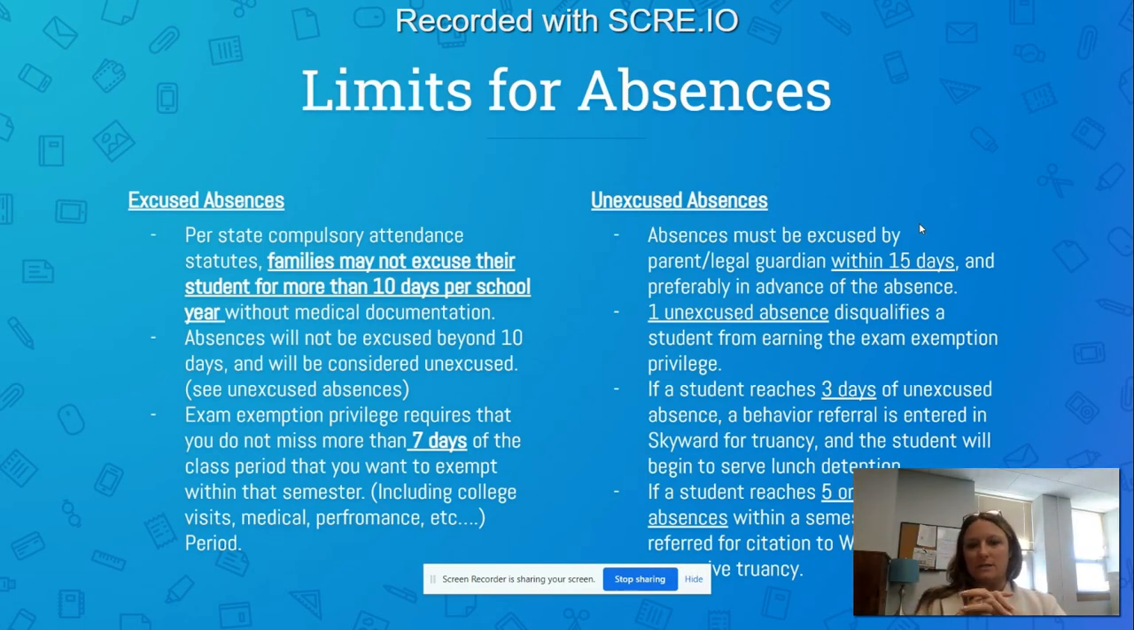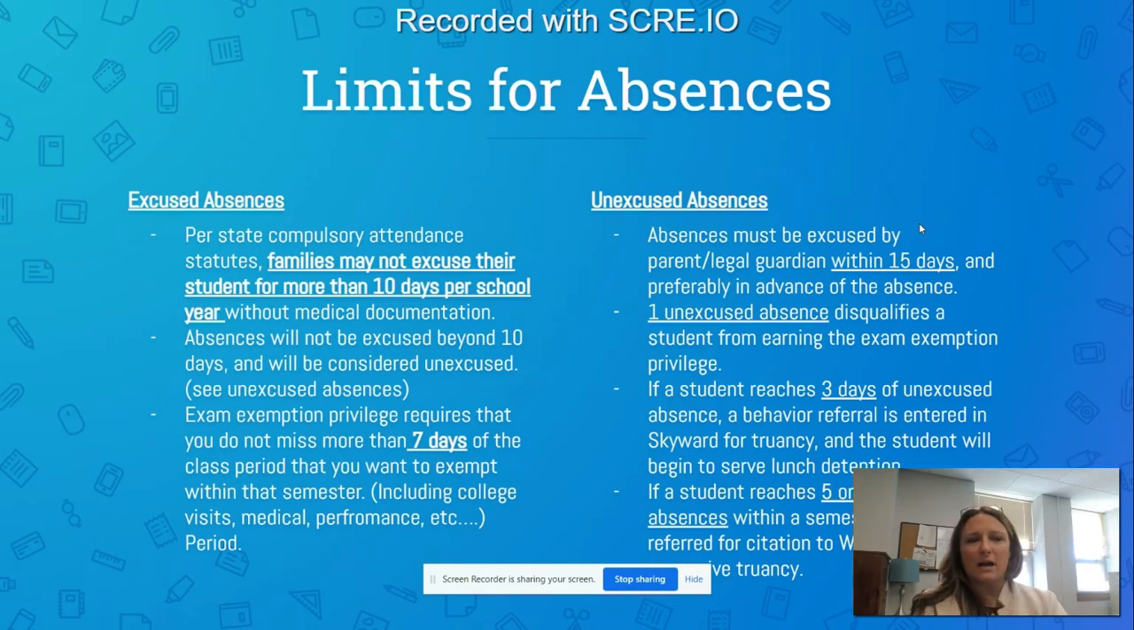The other limit around excused absences is that students cannot exceed 7 days of excused absence if they want to exempt a specific class from having to take the exam. Let me give you an example. Let's say I'm a ninth grader and I've met all the other requirements to exempt an exam. Let's say I have biology third period. Say I had a few days of illness, and maybe one or two days of family vacation.